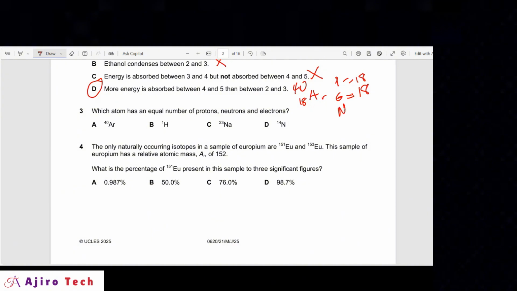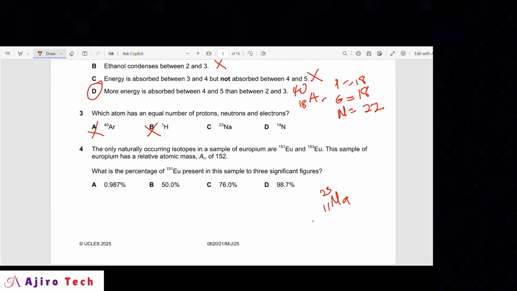But the number of neutrons is going to be 40 minus 18. So that's going to give you 22. That is when you subtract 18 from 40, that's going to give you 22. So it's not A, and it equally can't be B. For sodium 23, the proton number is 11 as usual. Electrons is equally 11.